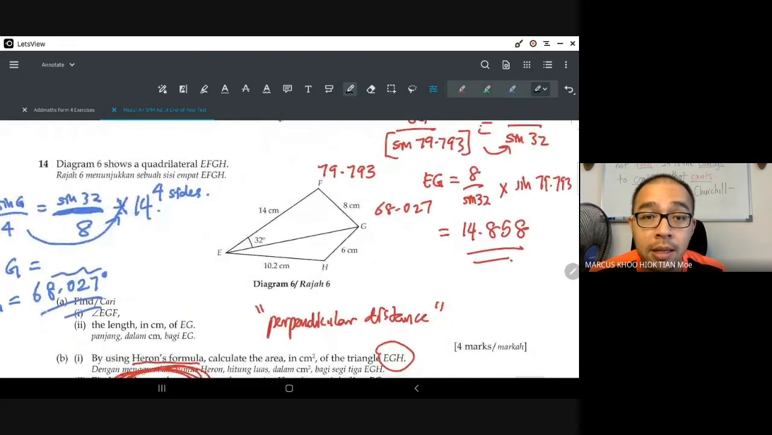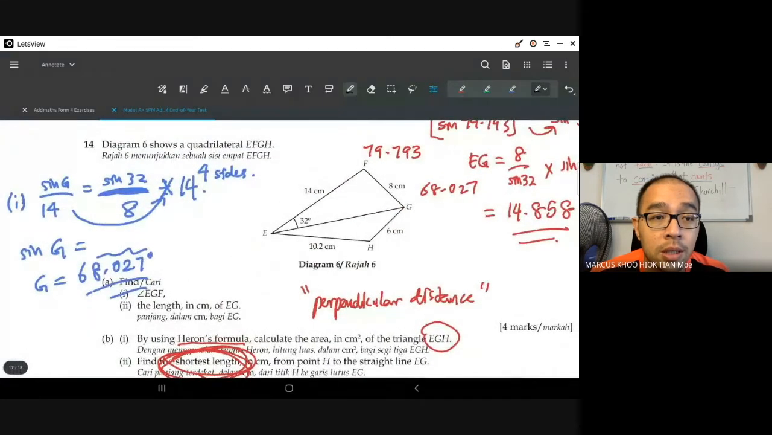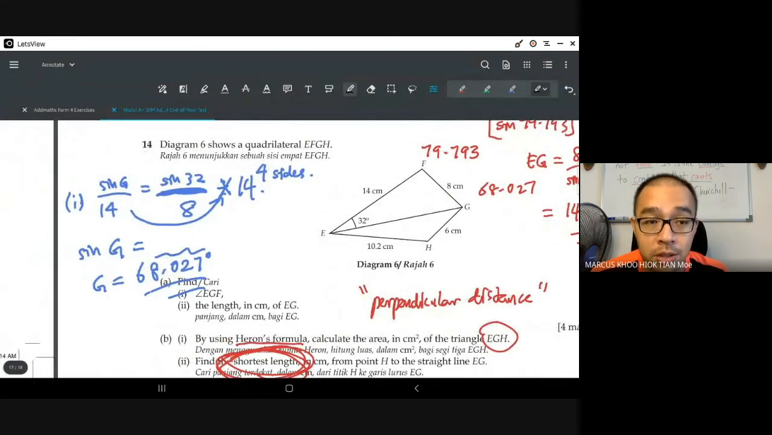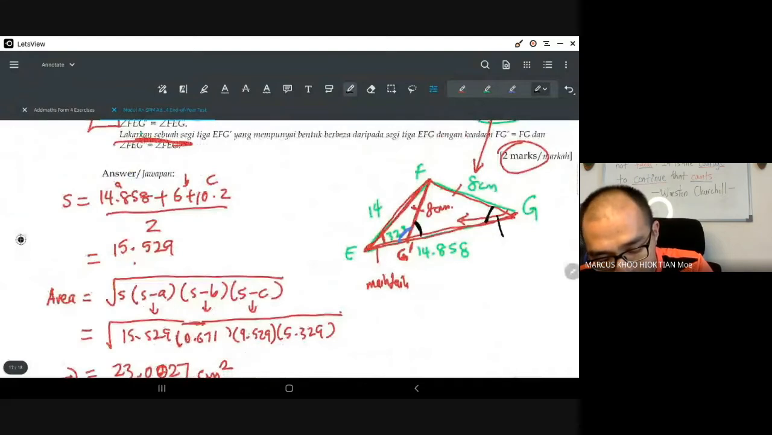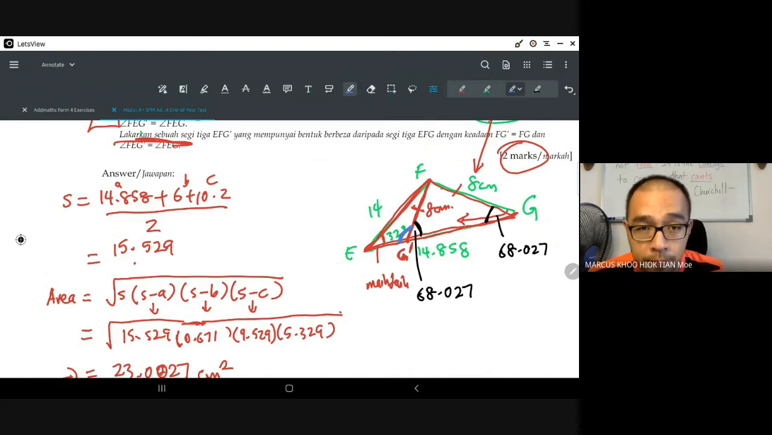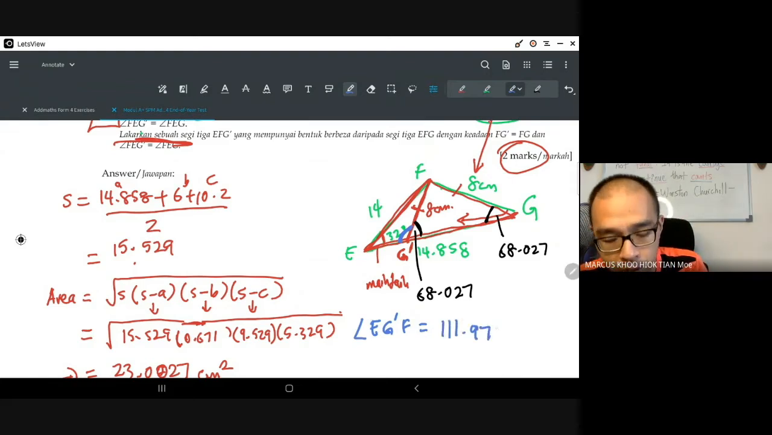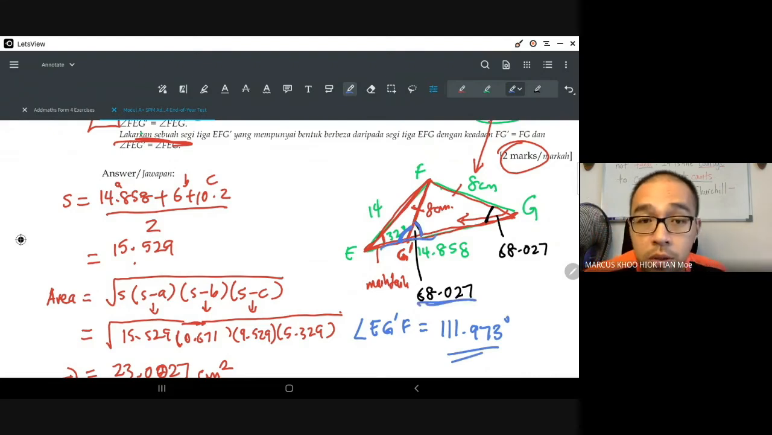Do we have the angle? Hold on, 32, sine G. Oh, we do. That's 68.027. So if this is 68.027, so this also is 68.027. And so can you find for me this angle in blue? How much is this angle in blue? What is the angle of E, G prime, and F? It will be 111.973. Because it's a straight line, so you just minus 180 degrees from the 68.027.